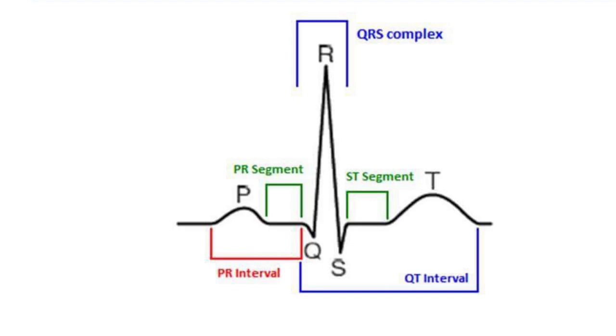We have also the segments. You can see the PR segment starts from the end of the P wave to the beginning of the R wave. We have the ST segment, which starts from the end of the S wave to the beginning of the T wave. And we have intervals. We have the PR interval, which starts from the beginning of the P wave to the beginning of the R wave, and the QT interval, which represents the period from the beginning of the Q wave to the end of the T wave. Thank you.